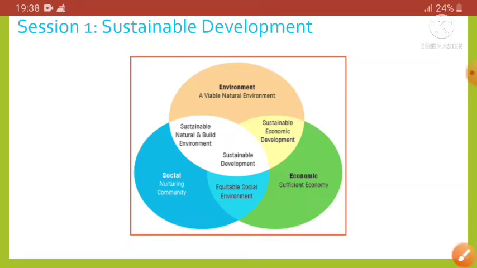So what are the basic objectives of sustainable development? Number one is economic growth: building a competitive economy, ensuring sufficient land is available to support growth and innovation. Then environmental protection: protecting and enhancing our natural environment, helping to improve biodiversity, using natural resources wisely and minimizing waste and pollution.